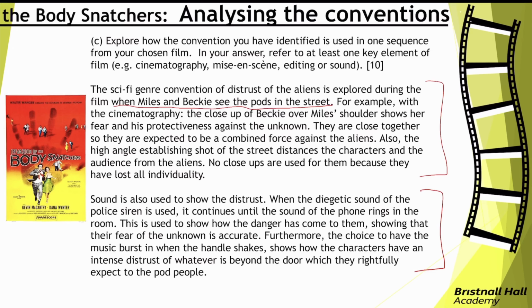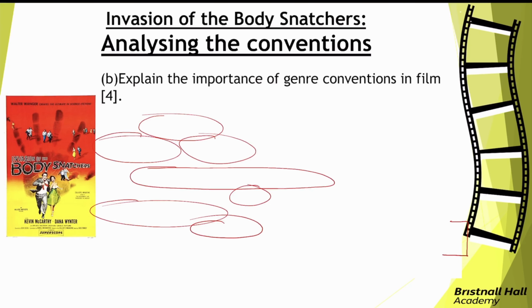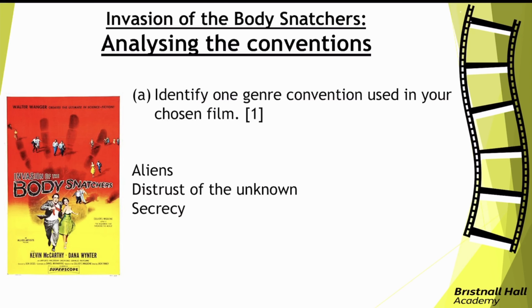So what I've shown you here then is how to tackle 1A, 1B and 1C. In almost all of the scenes, you're going to have an example of aliens because they're in both Invasion of the Body Snatchers and E.T. when we get to it. But distrust of the unknown is also likely to be there. Fear is also likely to be there.